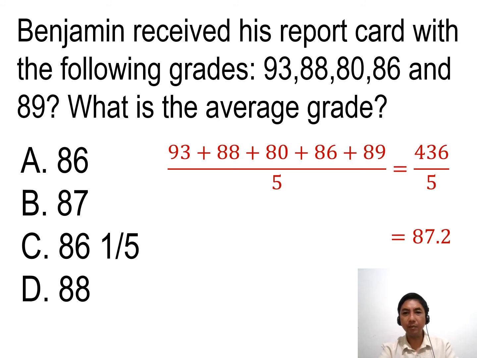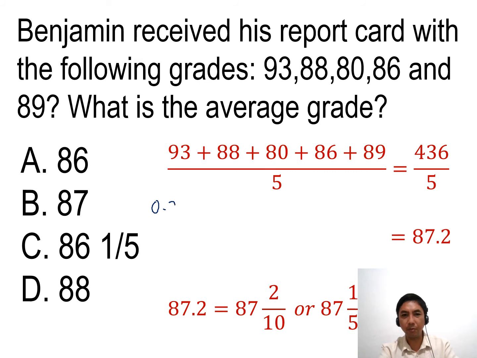Okay? But the point 2, or 0.2, is just the same as 2 over 10, diba? Kasi one decimal place lang yan. So, 2 over 10 or simply 1/5. So in other words, ang 87.2 is just the same as 87 and 2 over 10 or 87 and 1/5. So, sa choices, wala. Ang final answer natin dapat ito.